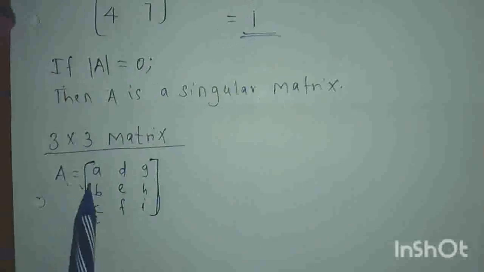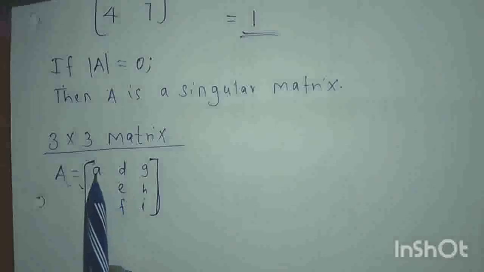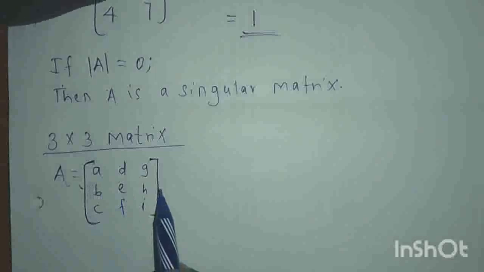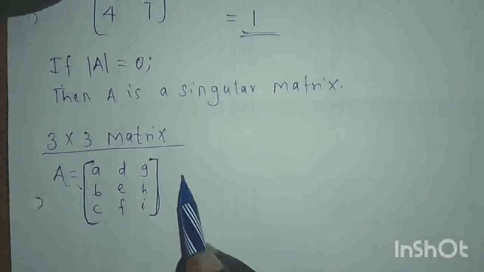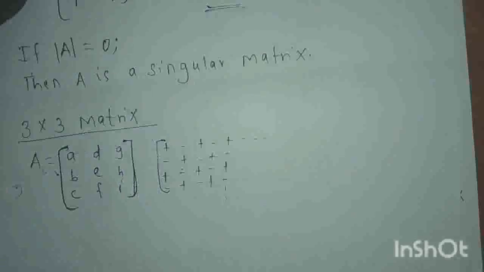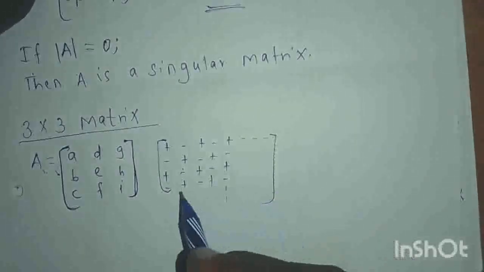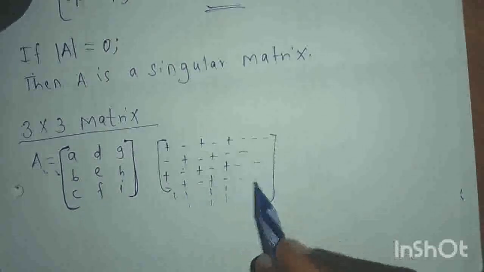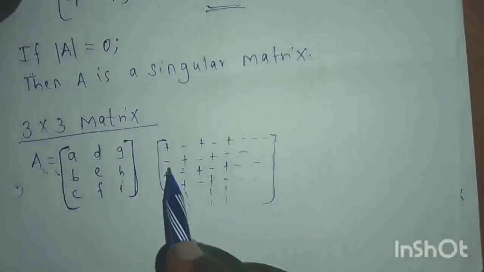If our 3 by 3 matrix is represented as from a to i, we want to see the process of finding its determinant. First of all, we need to understand the matrix of signs. In any matrix, there is the matrix of signs, which is represented as this. So we should bear that in mind before we proceed.